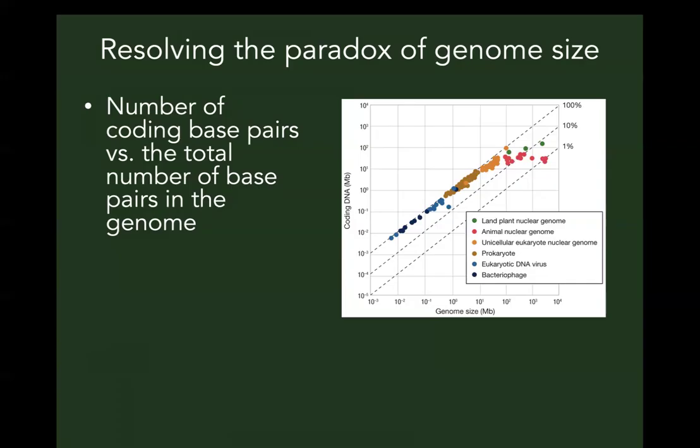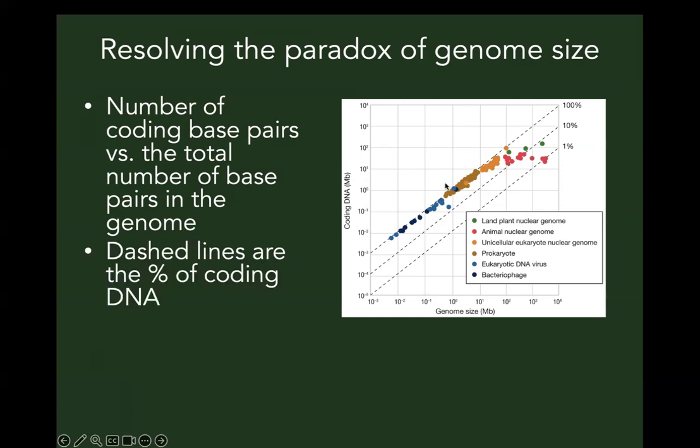And you can see that there is a positive relationship. So the more coding DNA you have, the larger the genome size, or conversely, I guess, the larger the genome size you have, the more of it is coding DNA. But you can see it doesn't go in a linear straight line forever. So these dashed lines are the percentage of coding DNA. And so you can see, if you're along this line, 100% of your DNA is coding. So like a bacteriophage or eukaryotic DNA virus, they're kind of in this range, right?